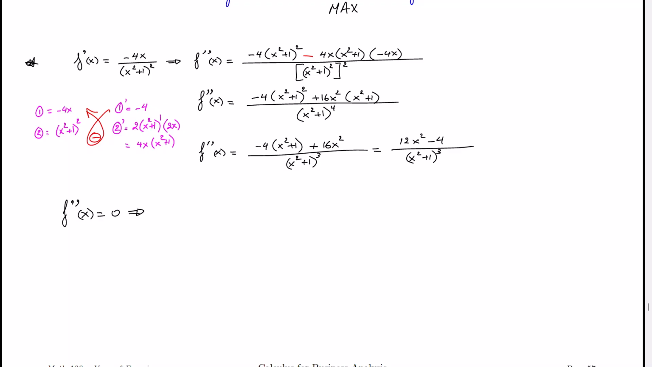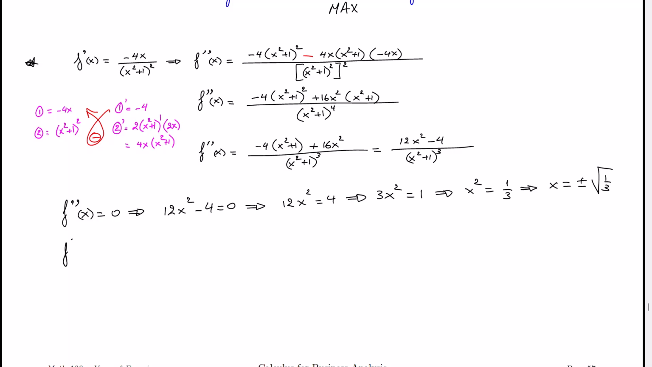So the numbers that make it equal to 0 are the numbers that make the numerator 12x squared minus 4 equal to 0. And by the way, this is the same thing as 12x squared equal to 4. We can divide 4 on both sides. So this is saying that 3x squared has to equal 1, which means that x squared has to equal 1/3, which means x is either plus or minus the square root of 1/3.